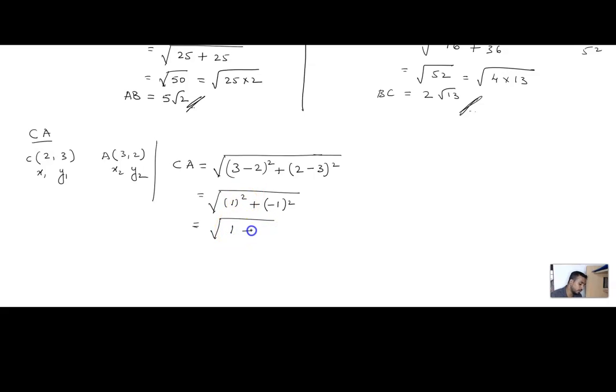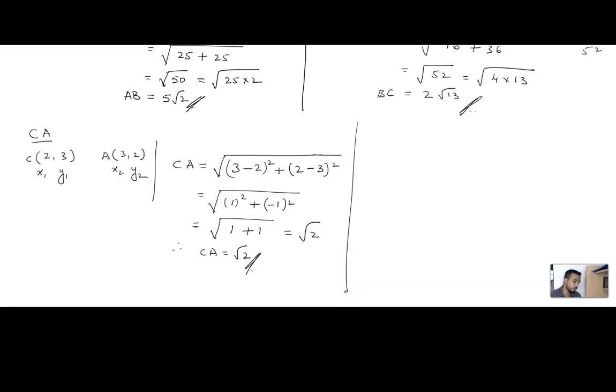So it is equal to root of 1 square, what is 1 square? That is 1 only. Plus what is minus 1 whole square? Minus 1 whole square means minus 1 into minus 1. Minus into minus is plus, 1 ones are 1. It's nothing but plus 1. So minus 1 whole square is plus 1. Then it is equal to root of 1 plus 1 is 2. Can you reduce 2? No, we cannot reduce. Therefore, CA is equal to root 2 units.